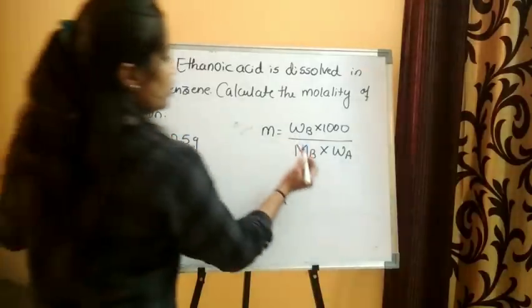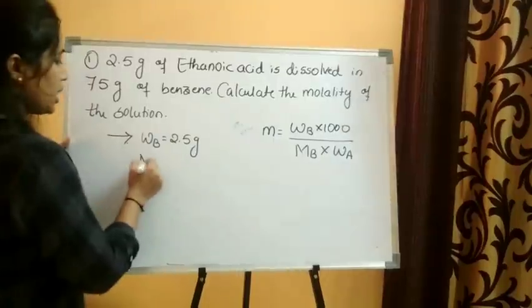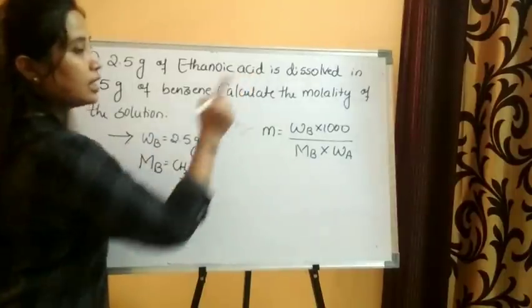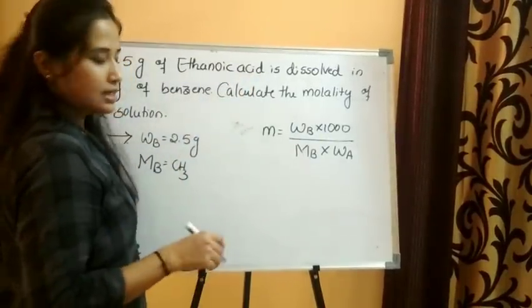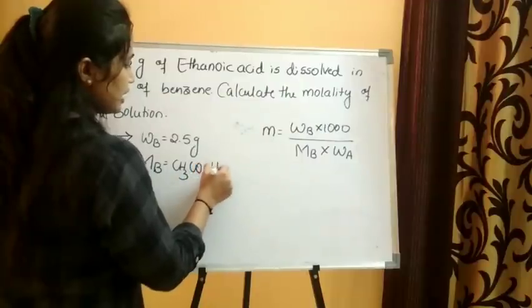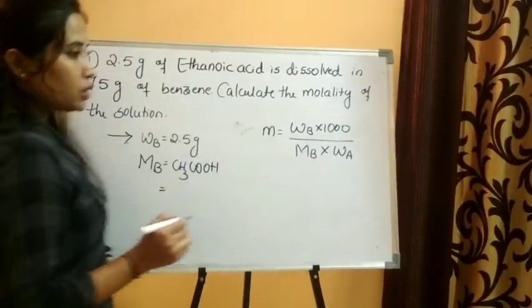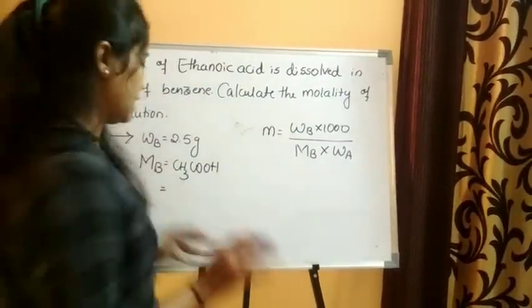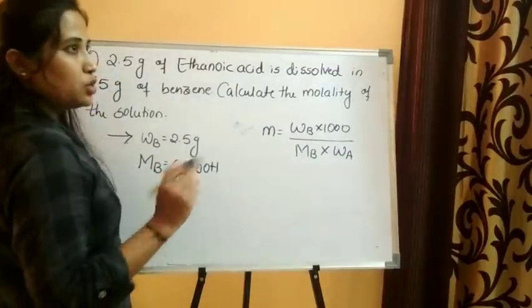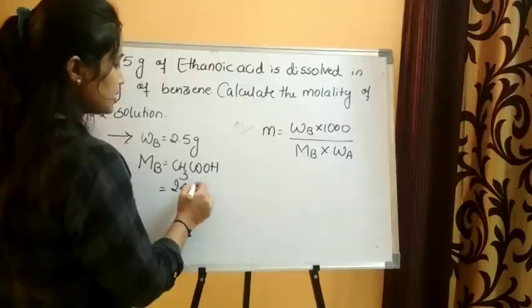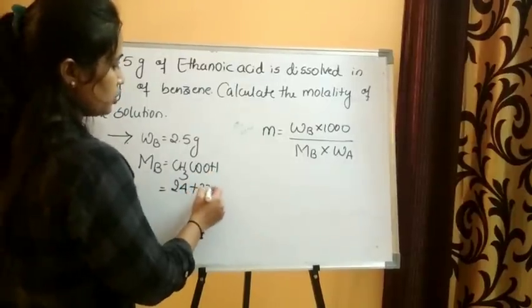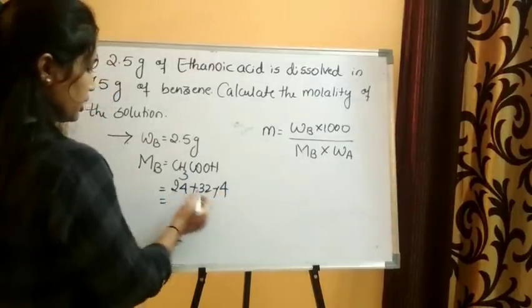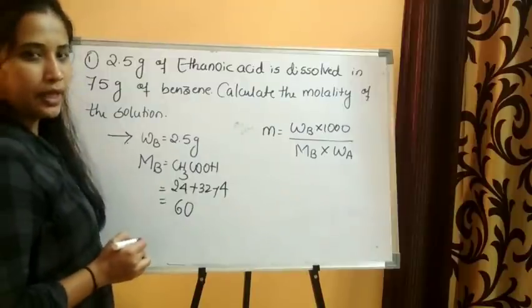Now, what is the molar mass of the solute, that is MB? The solute here is ethanoic acid, which is acetic acid. The formula of acetic acid is CH3COOH. How do we find the molar mass? By combining the atomic masses of all the elements present. Two carbons: 12 into 2 is 24, plus 2 oxygen, 16 into 2 is 32, and 4 hydrogen, 4. So totally 24 plus 32 plus 4 is 60 gram per mole.